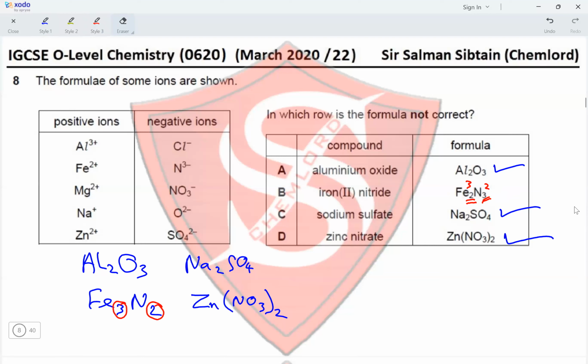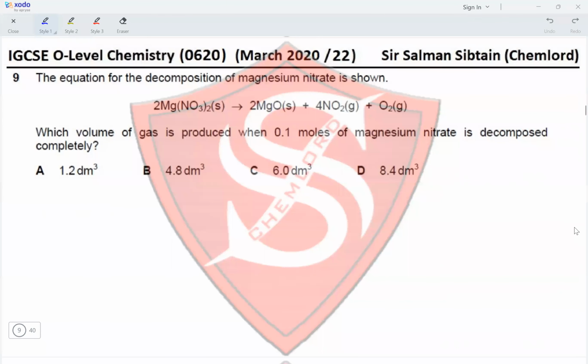Therefore, B has an incorrect formula present for iron 2 nitride, making option B the correct option for this question. Question 9. The equation for the decomposition of magnesium nitrate is shown. Which volume of gas is produced when 0.1 moles of magnesium nitrate is decomposed completely? The gases that are produced are NO2 and O2, and the ratio of this reaction is 2 moles of magnesium nitrate producing 4 plus 1, 5 moles of gases.